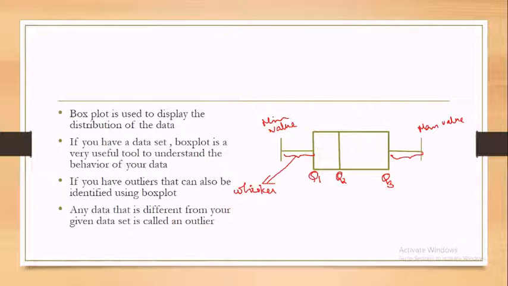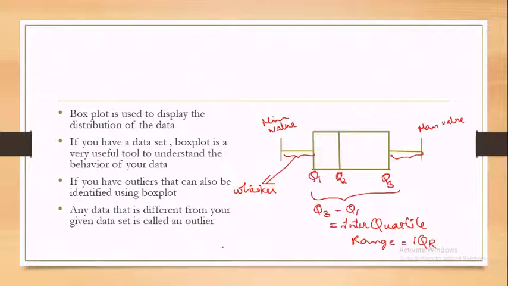Then there is another important thing that you have to understand, that is the distance from here to here is nothing but Q3 minus Q1, the difference between two quartiles. And what is the difference between the two quartiles called? It is called the interquartile range, or IQR. Now I hope you have understood the major parts of a box plot.